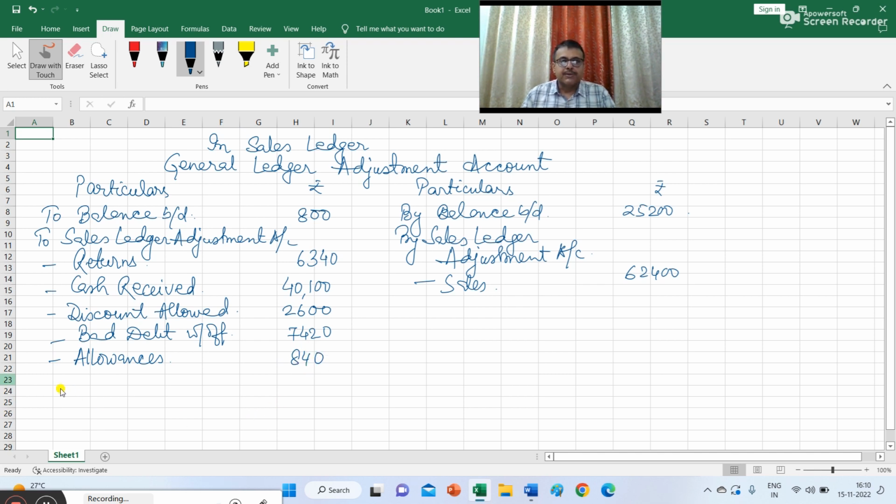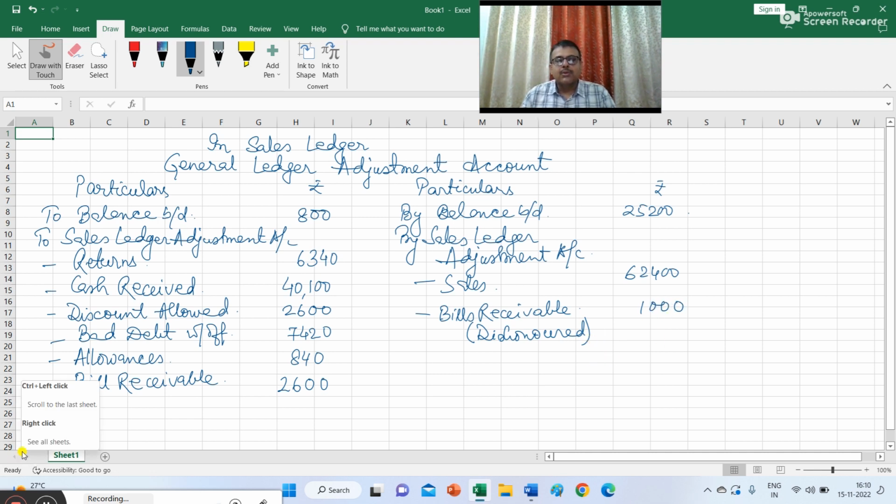Then bills receivable received. So I have to write here general ledger adjustment account to sales ledger adjustment account, and the item is bills receivable, and the amount is 2,600. Next item is bills receivable dishonored. So I have to record it on the credit side as bills receivable, and within bracket you write dishonored. The amount is 1,000.